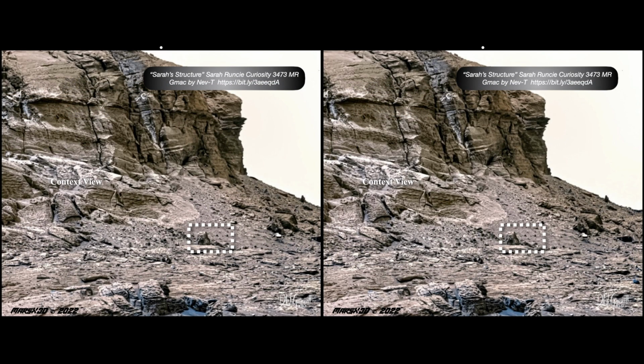We'll wrap things up today with an intriguing find by researcher Sarah Runcie, who has been at it a long time, and Sarah often comes up with things that really make you scratch your head. This one is no exception. See there in the box? Now that thing is a good ways off, so I'm going to say it's probably at least 4 feet tall.